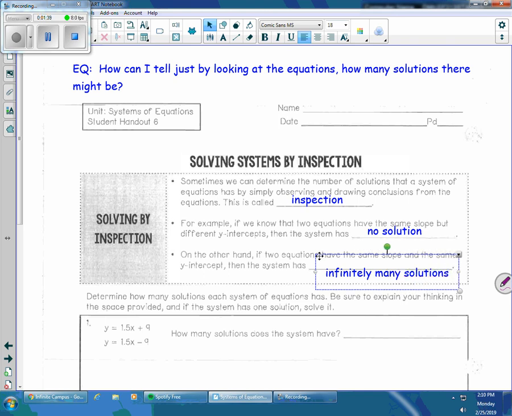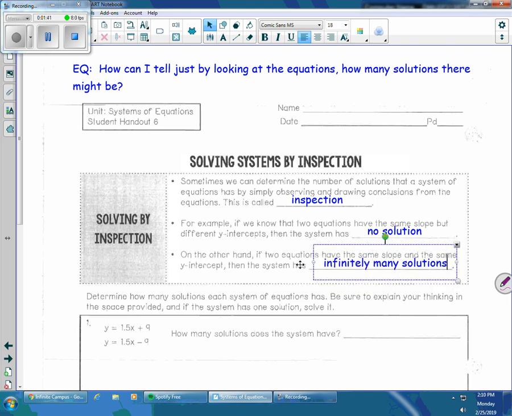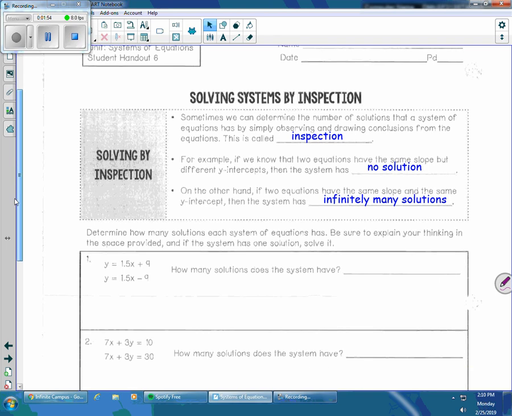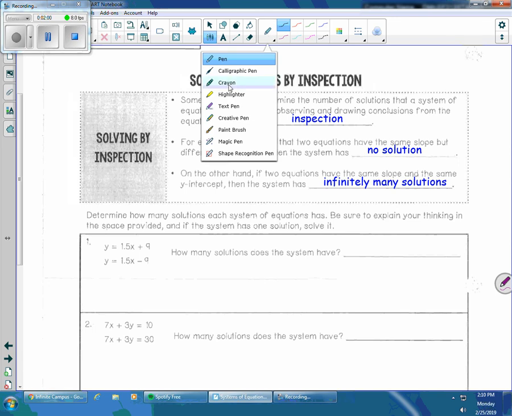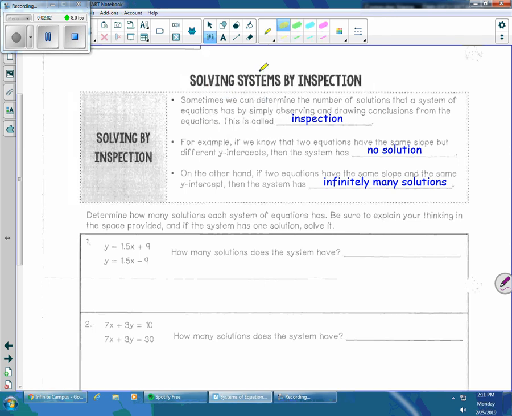It doesn't mean that just any number is going to make both equations true, but whatever makes one equation true will make the other equation true. So let's take a look at some examples. I've got two equations here. I'm looking first at my slope. So that's the first thing that I'm going to look at.